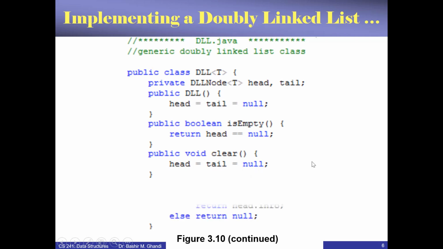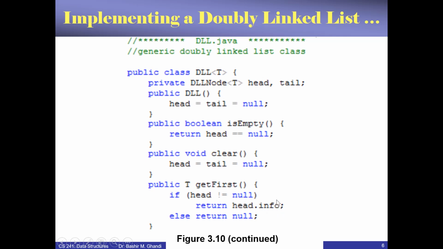Okay. One more method. Suppose we want to access the info inside the first node. This is what the get first method is doing. Get first, as you can see, the return type is T. It's simply saying give me the information in the first node. So here head is already pointing to the first node. So if you want the info, all you have to say is return head.info.